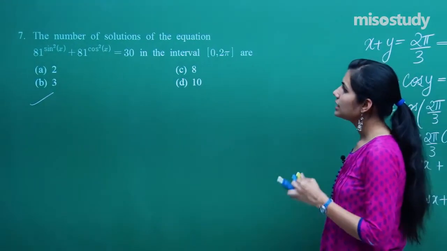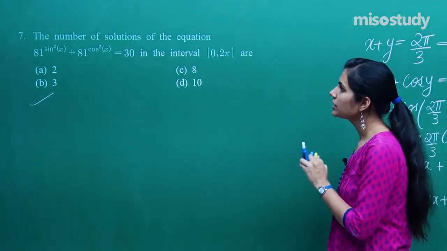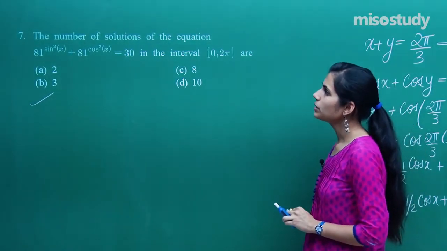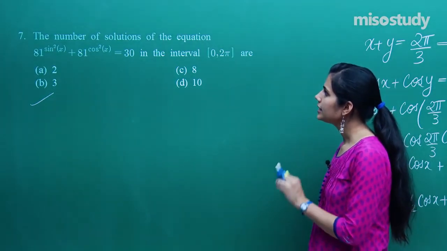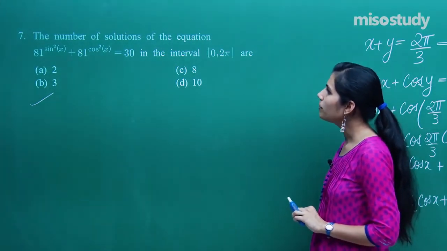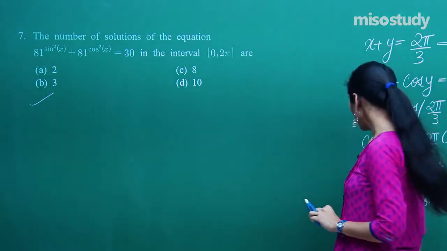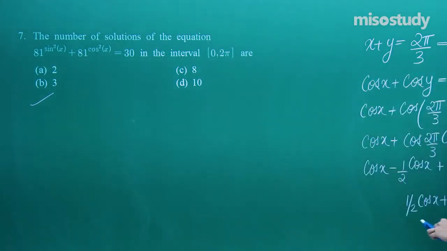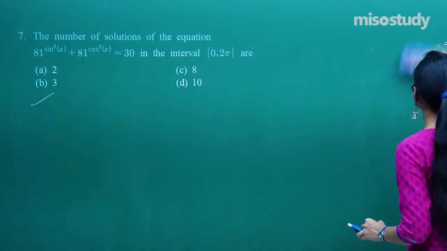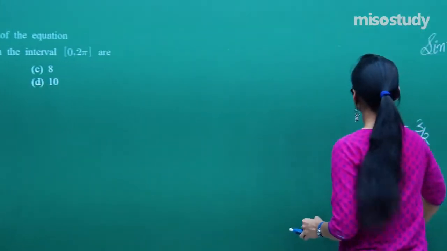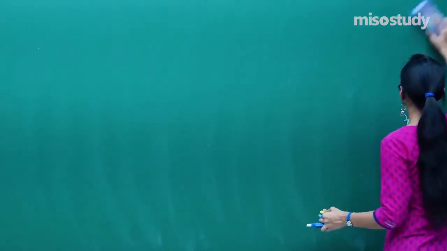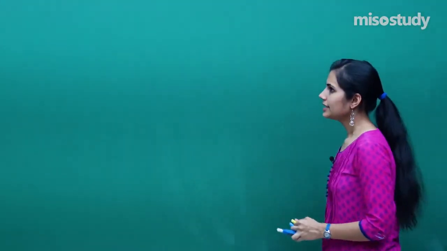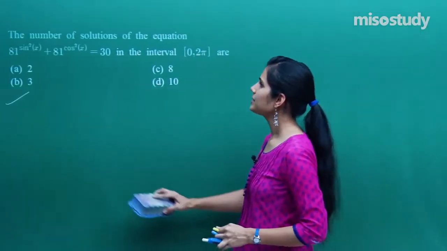Next question is the number of solutions of this particular equation, 81 to the power sine square x plus 81 to the power cos square x equals 30, in the interval 0 to 2 pi. So, let's proceed in finding the solution of this trigonometric equation. It's given to me 81 sine square x plus 81 cos square x.